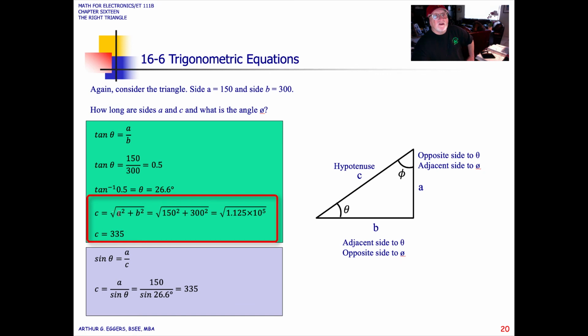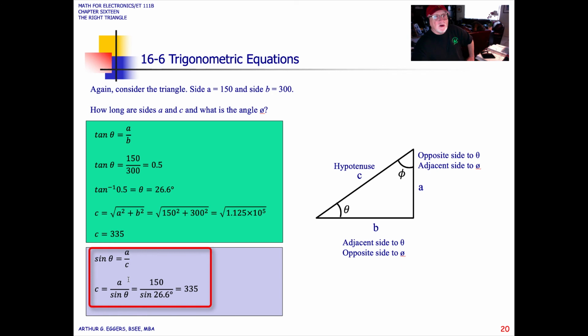I also have enough information to use the Pythagorean theorem. So I can solve for the hypotenuse, and it comes out to 335. You'll notice in the next example here, I can also use the sine function, A over C, and I could have come up with that same 335 units. So you just get used to using and picking the tools that you need.